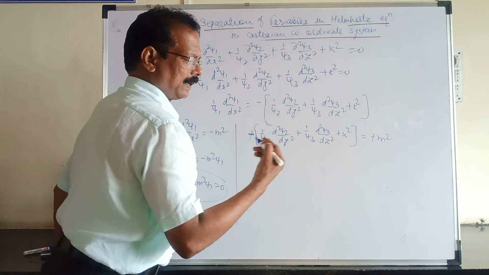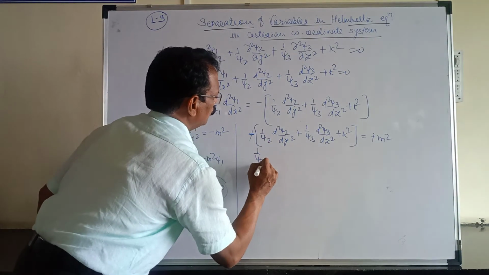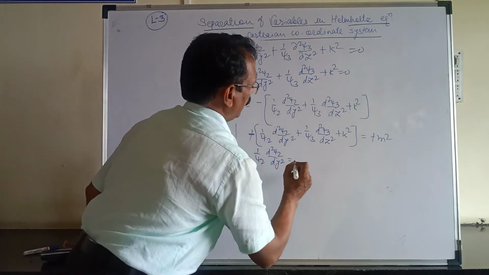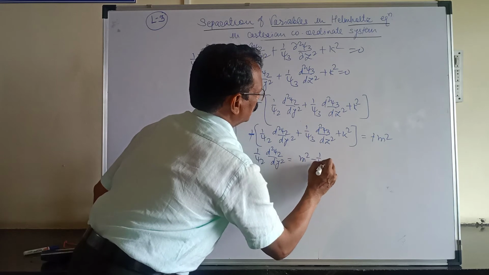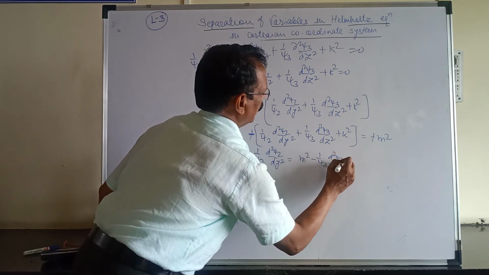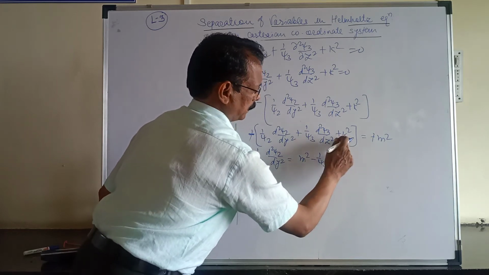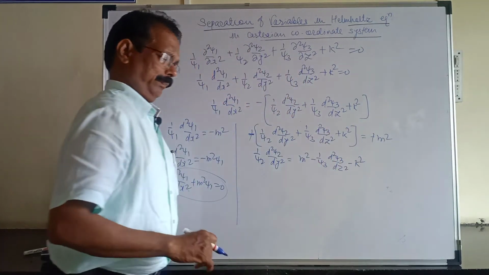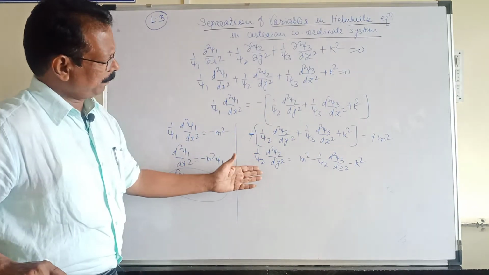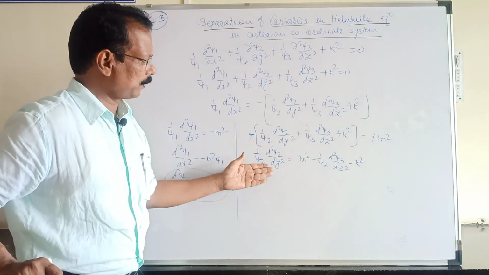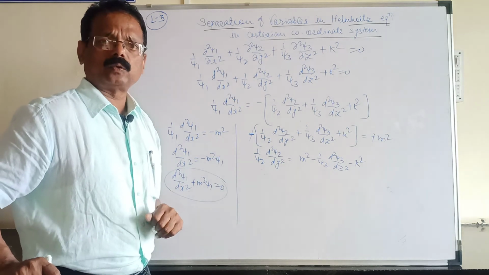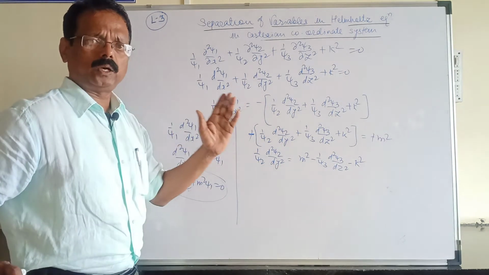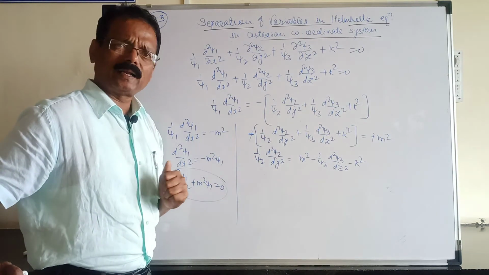Now here we can rearrange the terms. (1/ψ2)(d²ψ2/dy²) = m² - (1/ψ3)(d²ψ3/dz²). Transfer this k² also to the right hand side, it becomes -k². Observe the equation here. The left hand side of this equation only depends upon y, while the right hand side depends only on z. Now this is the separation of variables. Now this equation is true only if it is equal to some constant, say -n² here.